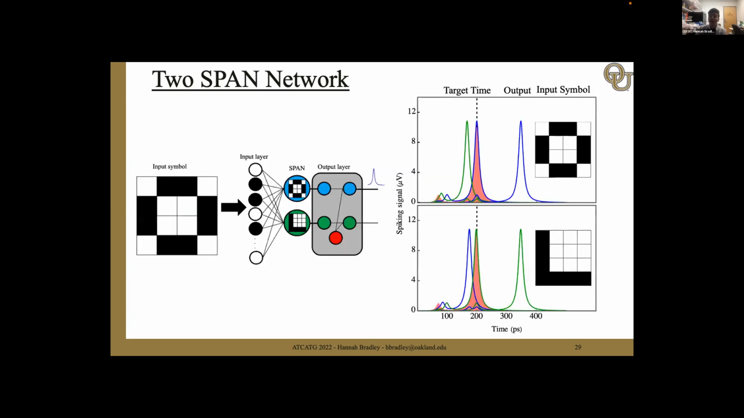Shown here is the output spike pattern of a 2-span neural network. The blue and green spikes correspond to spans trained to different symbols. You can see the clock neuron, shown in the red filling, spikes at the target time along with a single span. Because the other span does not spike at the target time, there is only one output spike that corresponds to the recognized symbol. This neural network allows for multi-symbol recognition with a clear output in just a few hundred picoseconds.